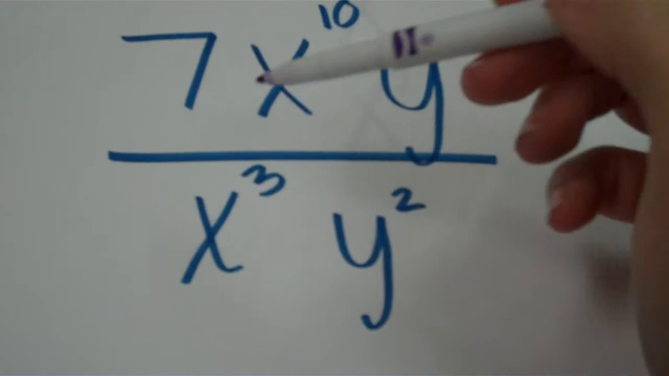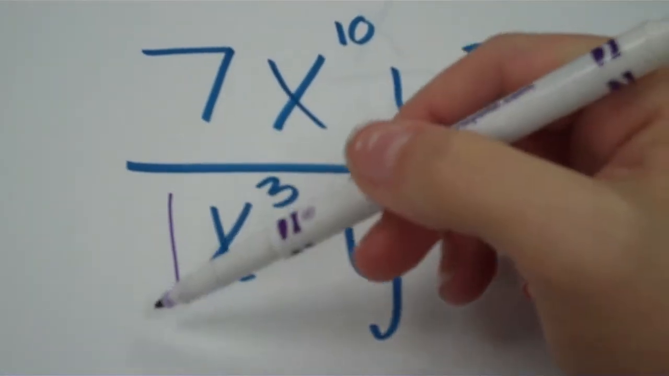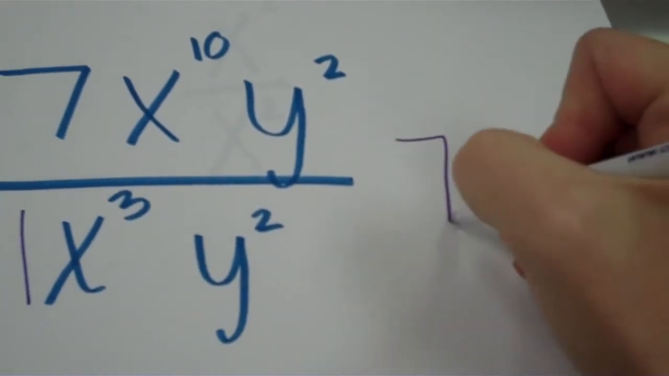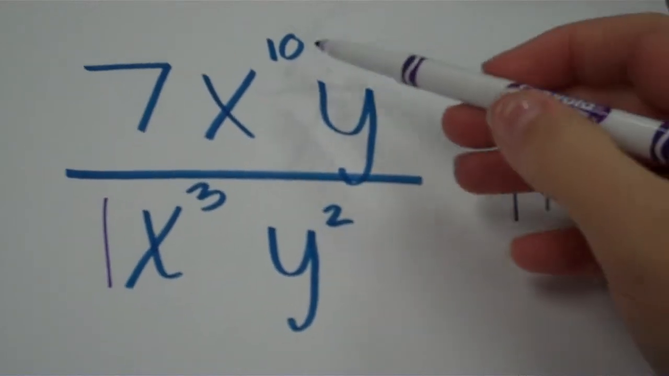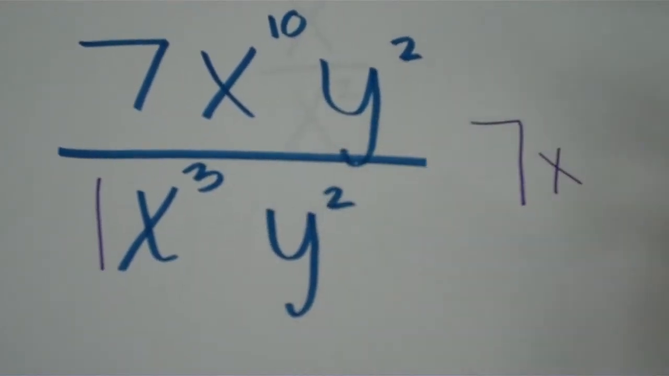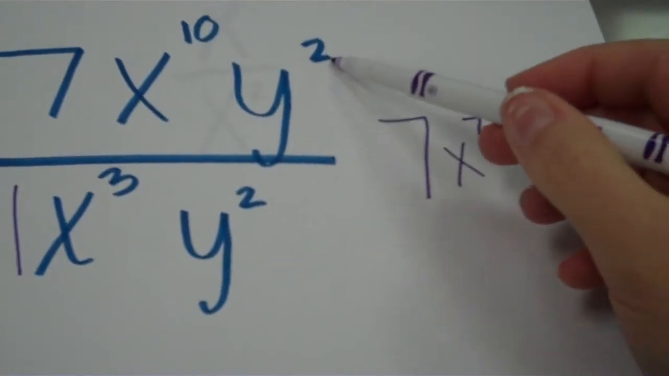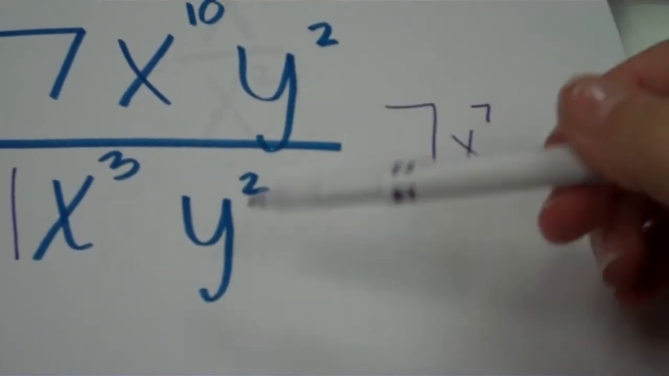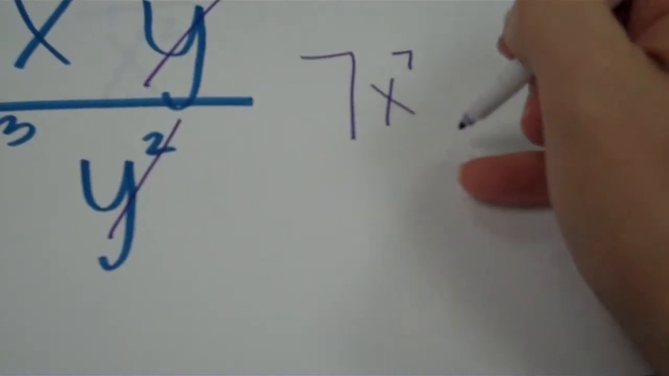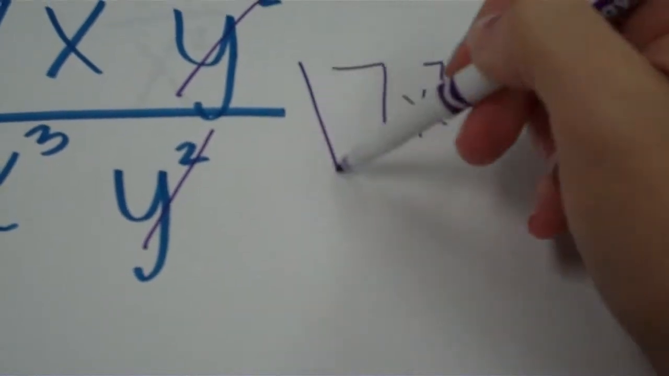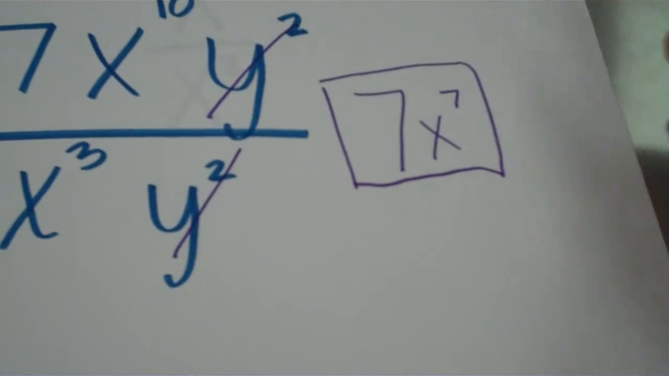So we have a big number here, but no number. And if there is no number, it's like a 1. 7 divided by 1 is just 7. I bring down my x's. 10 minus 3 is 7. So I'm going to put a 7 here. And then look what happens with the y's. Look, 2 minus 2 is 0. They just cancel out. So basically there's no more y's. You're not going to put y to the 0. You just don't put it, and there you go. Okay? So if it's the same number and you're subtracting them, they just kind of go away.